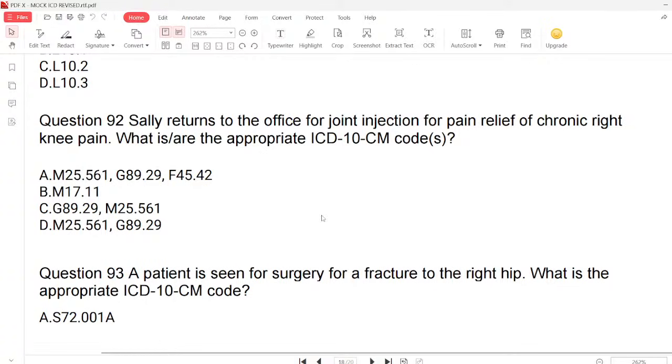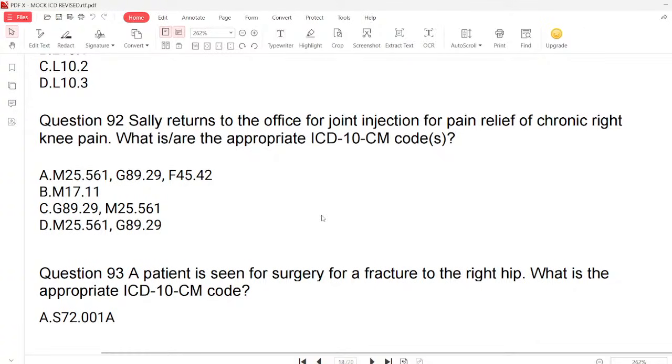Srijaya, just check the code, dear. Mohini, correct answer. C is the answer. Very good. Okay, C is the answer. G89.29, M25.561.